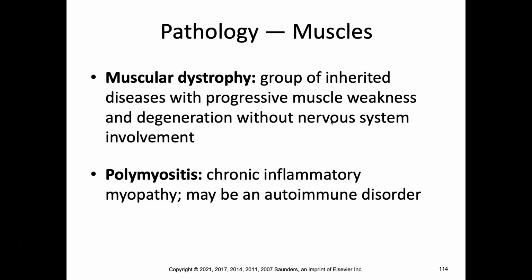Polymyositis. That is a chronic inflammatory type of muscle disease. They're not sure yet if it's an autoimmune disorder, but it's pretty much what it says. Your muscles have a chronic inflammatory reaction, and that impedes their ability to function.